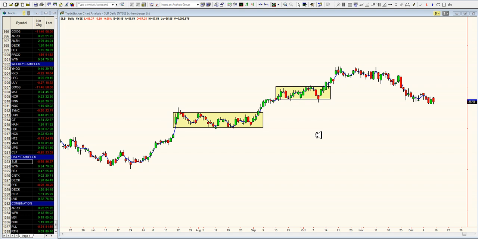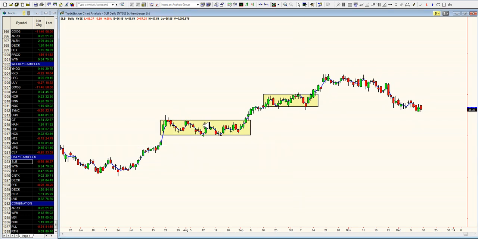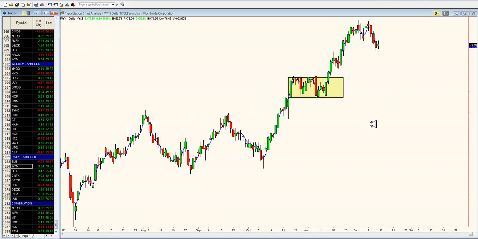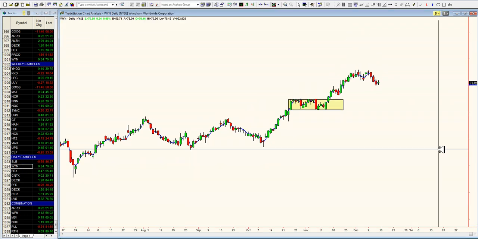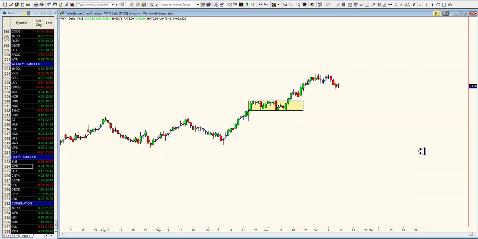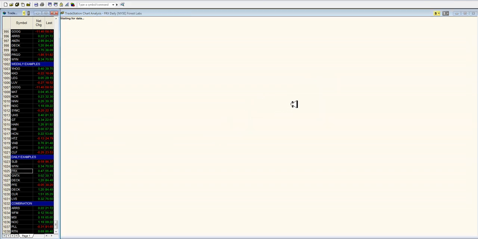SLB on our daily charts, you can see where we had some consolidation back here in July, August, September. And then we took off out of that box. Then we created another box and took off again. Now we're actually reversing a little bit, but you can see in this previous trend where we had a couple of boxes and then broke out. WYN, one that I went over in the morning videos the last couple of months. We waited on it to break out of this box and continue the previous trend. That's what I like to see.